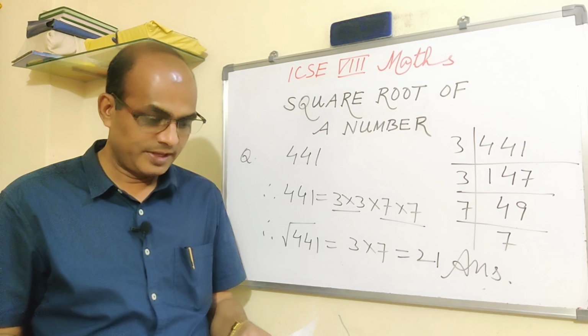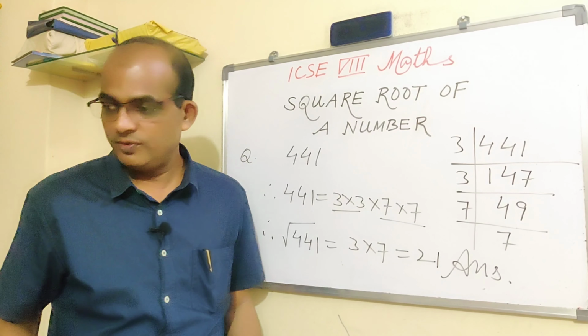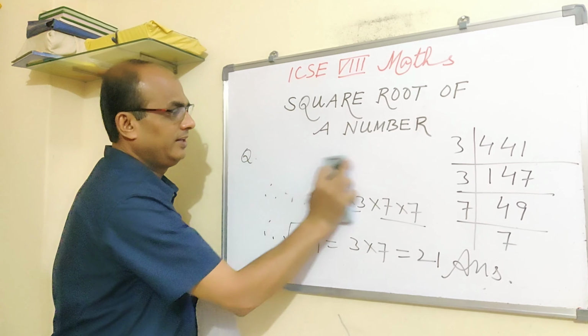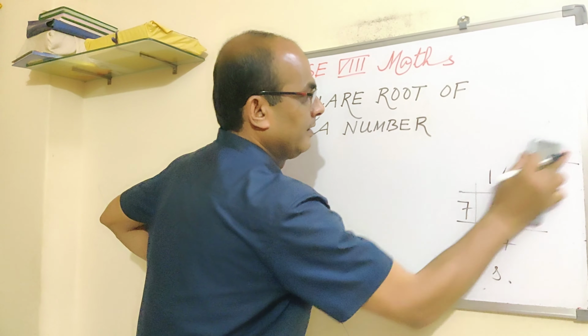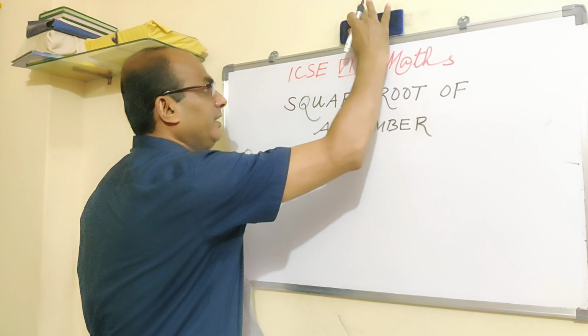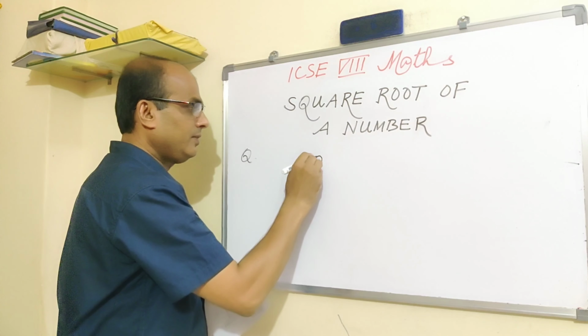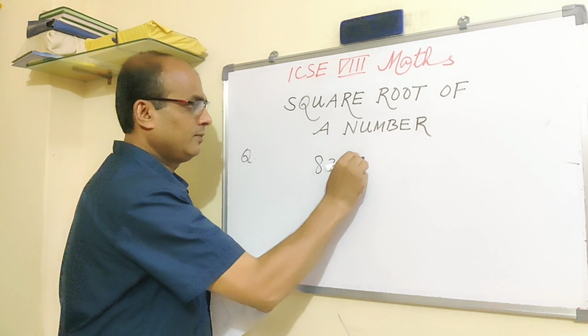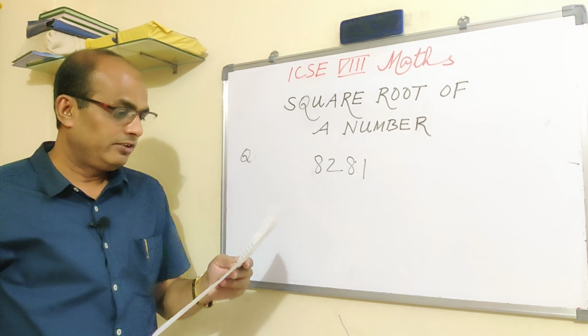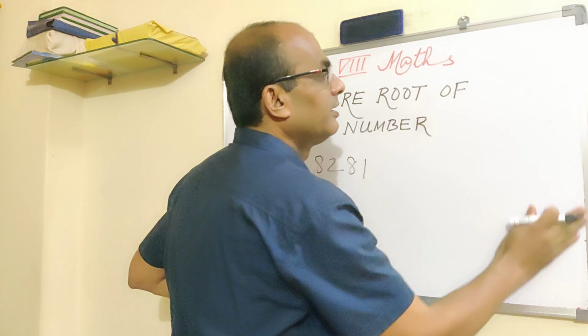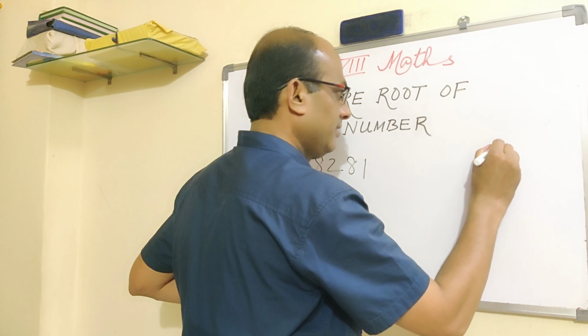Next question, write down. Find the square root of 8281. Find the square root of 8281 by prime factorization method. Okay, let us find out the prime factors.